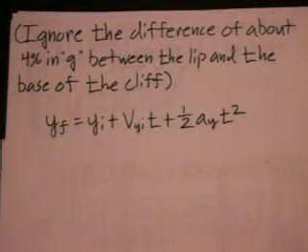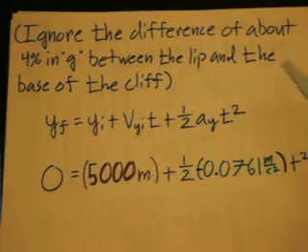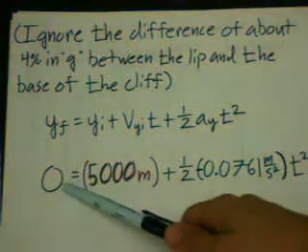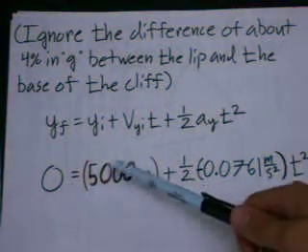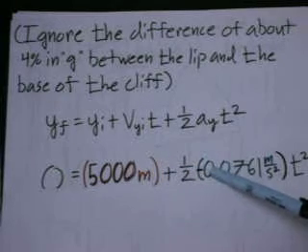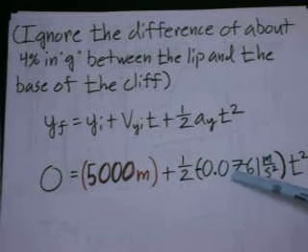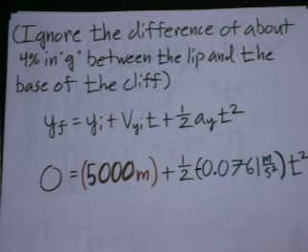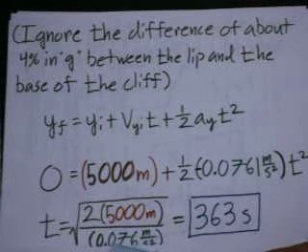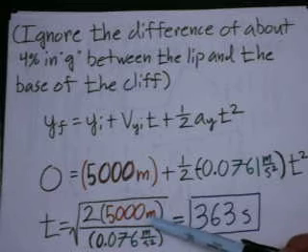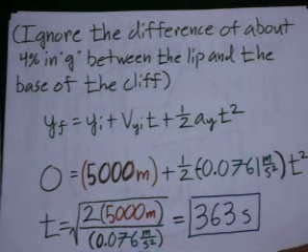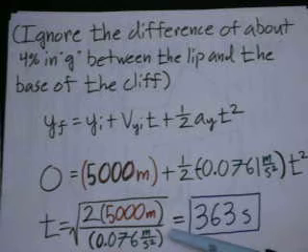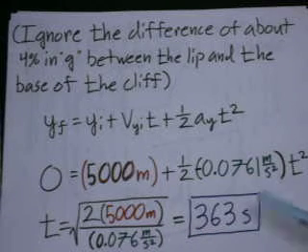So substituting in those values, we get 0, which is the final position on the bottom of the cliff, equals 5,000 meters plus 1/2 times negative 0.0761, the negative being from the coordinate system I chose, times t squared. Solving for t, we get t equals the square root of 2 times 5,000 meters all over 0.076 meters over second squared, which equals 363 seconds, which is the time interval our guy is in flight.